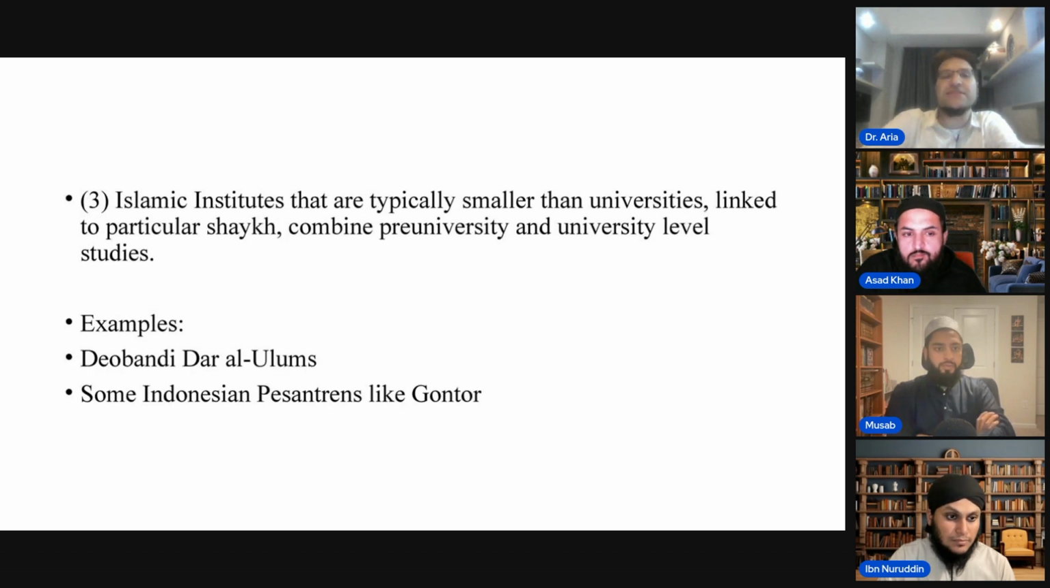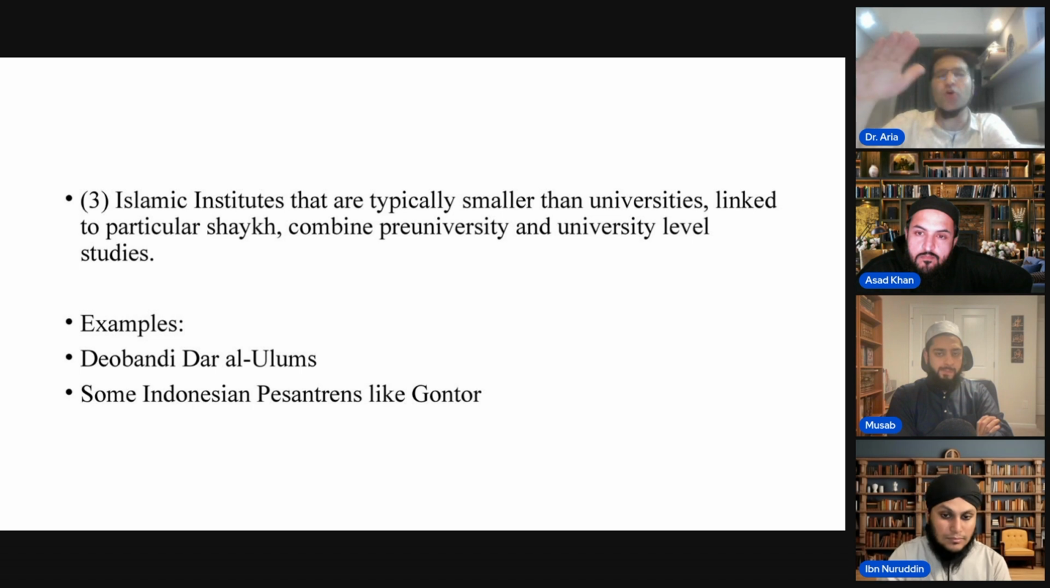The first, you might say, is like an Islamic institute. So these are smaller than universities. They're often linked to the authority of a particular sheikh. Oftentimes, they combine pre-universities and university-level studies. So you could have people who are over 18 studying there, but you could also have a kind of high school level study as well.